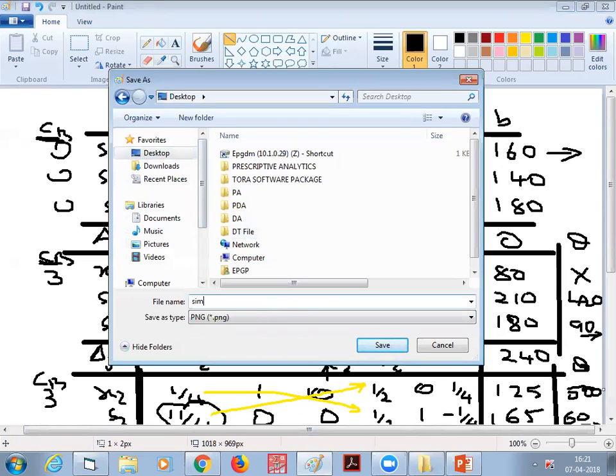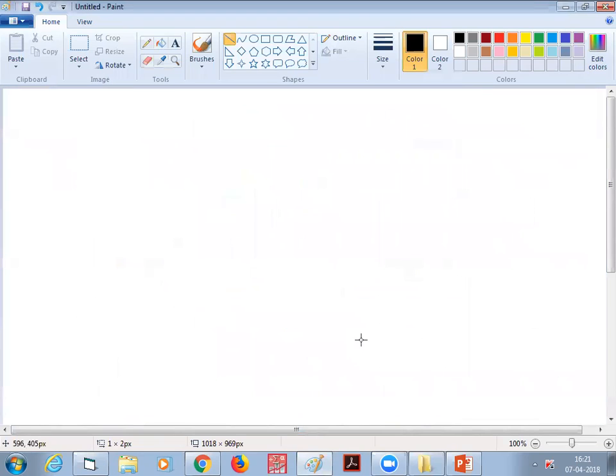So, simplex problem 1. No, we'll call it regular simplex method. Simplex problem. You'll see there's some other types of simplex that will happen. Okay. So everyone is ready?